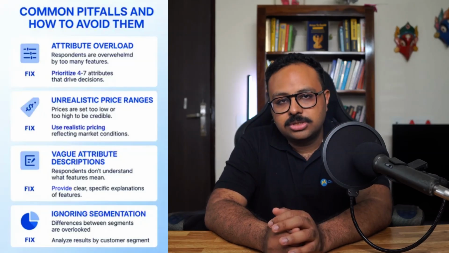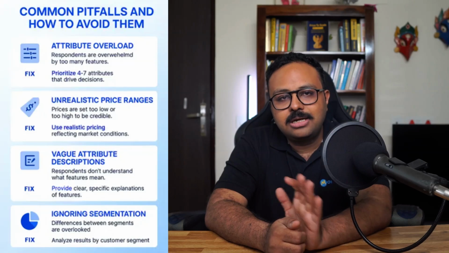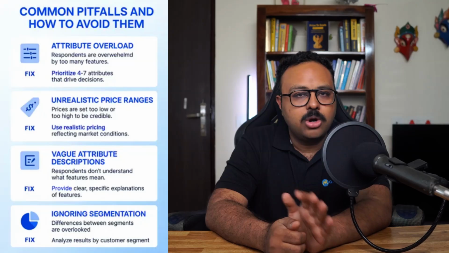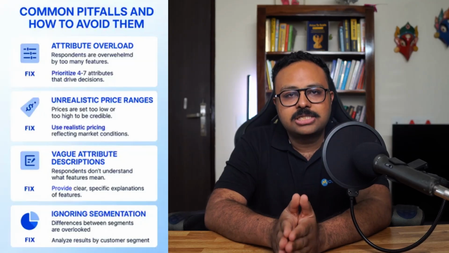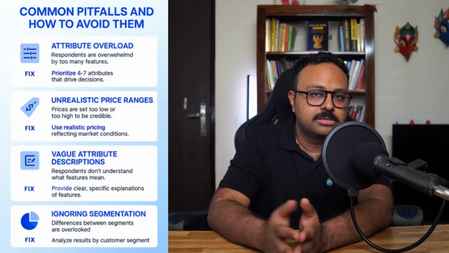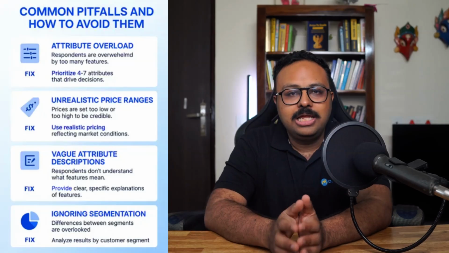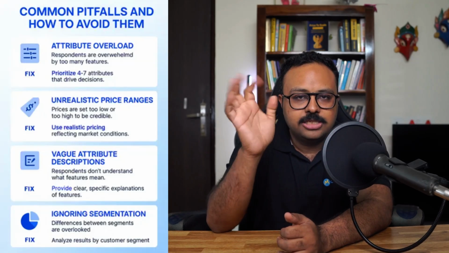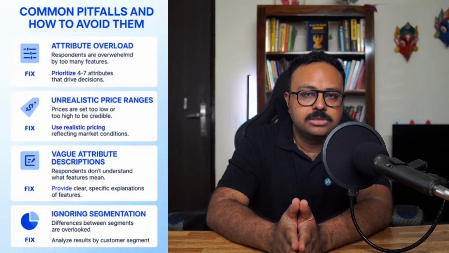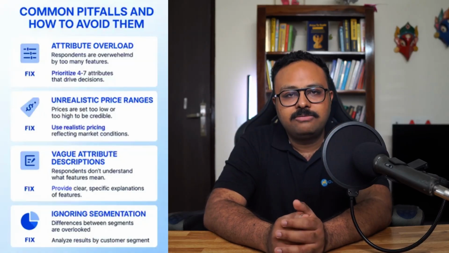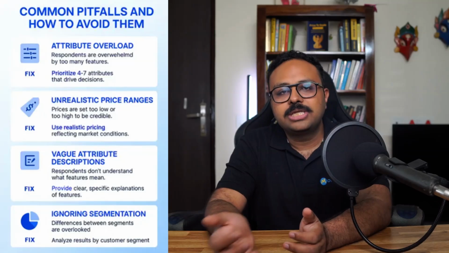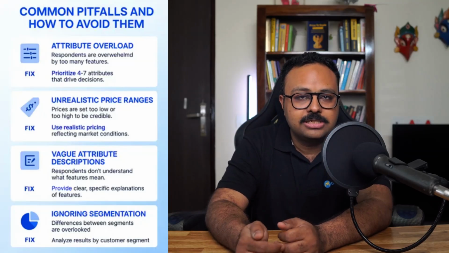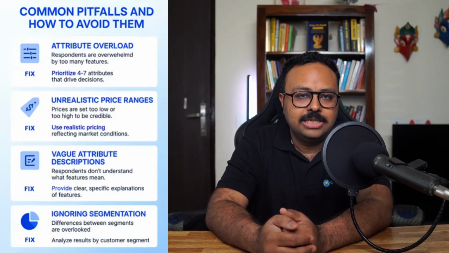Vague attribute descriptions. If respondents don't clearly understand what a feature means or how levels differ, they cannot make informed choices. Vague descriptions like good performance versus excellent performance leave too much room for interpretation. How to avoid it? Use very specific quantifiable descriptions whenever possible. Instead of subjective terms, say loads in 2 seconds versus loads in 5 seconds. Include brief explanations for technical features that may not be understood easily.